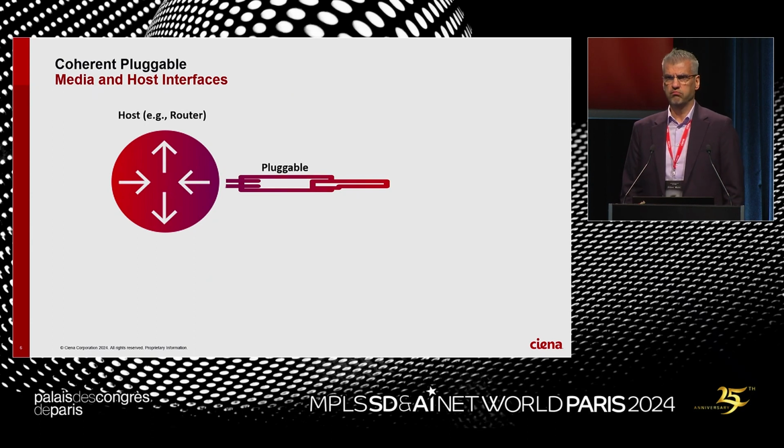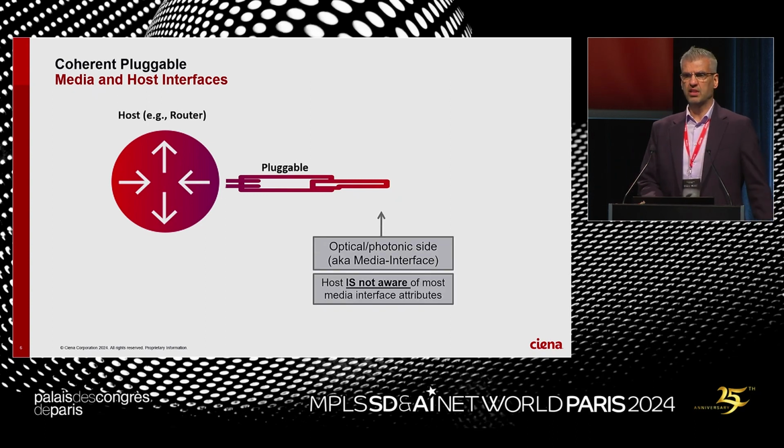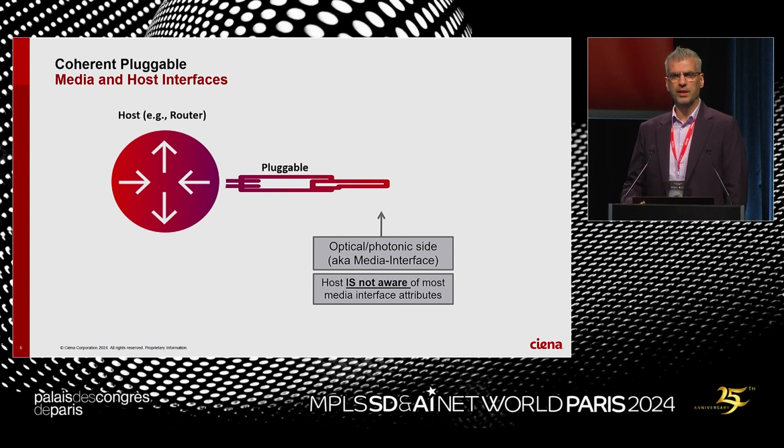So now I know what the pluggable is. I know that I have a host, in this case a router. There are two sides of the pluggable. One side is the photonic optical characteristic of that. In most cases, the host or router is not aware of the characteristics of that layer. What is the modulation? What is the bit rate? What's the baud rate? What is the dispersion? All those things are relatively not important for the router.